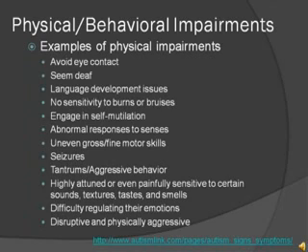Physical and behavioral impairments. These are a few examples of the physical or behavioral impairments that students will display. They tend to avoid eye contact, seem deaf, have language development issues, no sensitivity to burns or bruises, engage in self-mutilation, abnormal responses to senses, and uneven gross or fine motor skills.